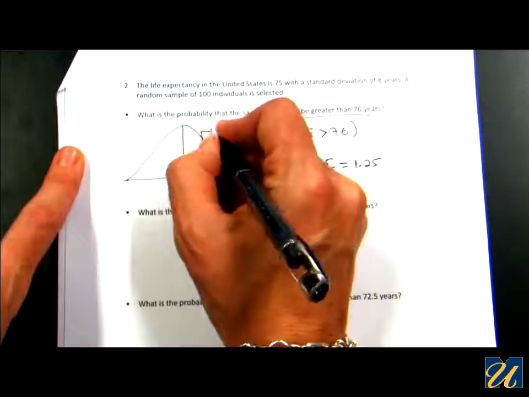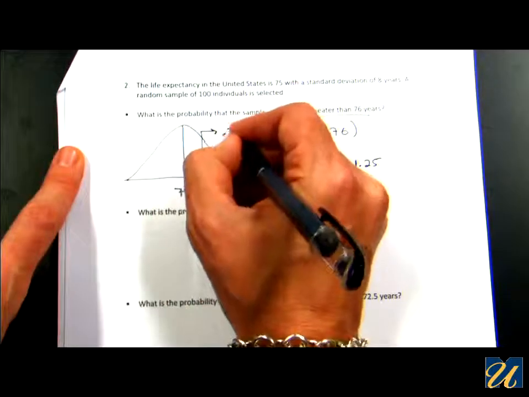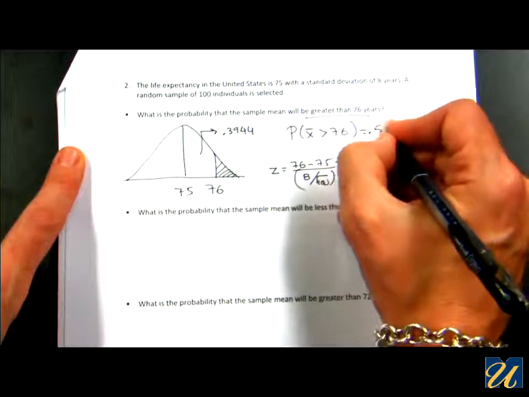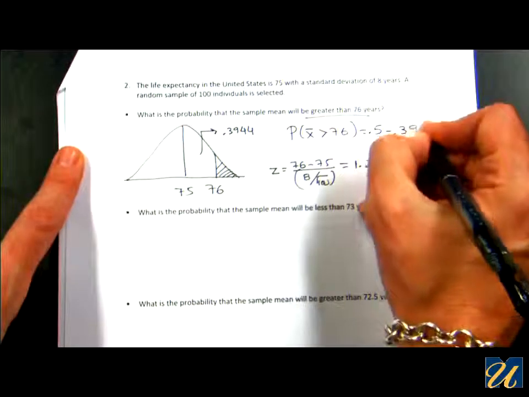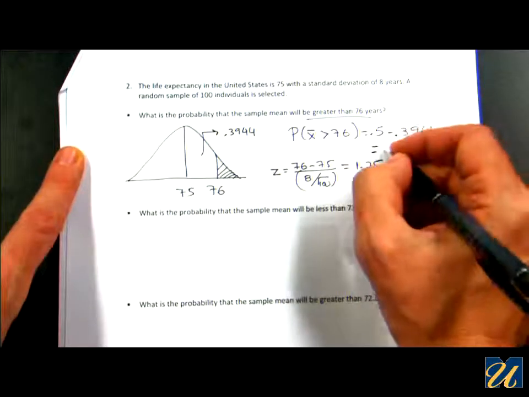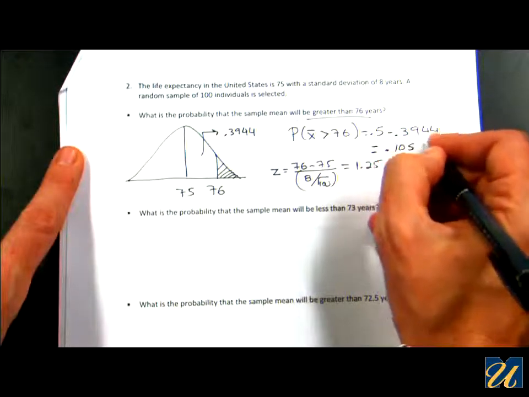1.25 will give me a corresponding probability of 0.3944, and since I'm looking for a tail, I will do 0.5 minus 0.3944, and the probability that I'm looking for will be 0.1056.